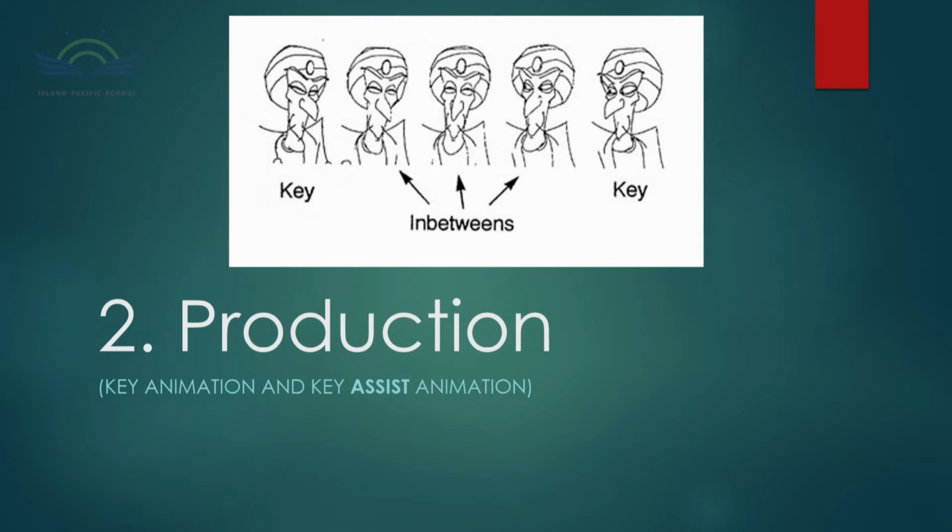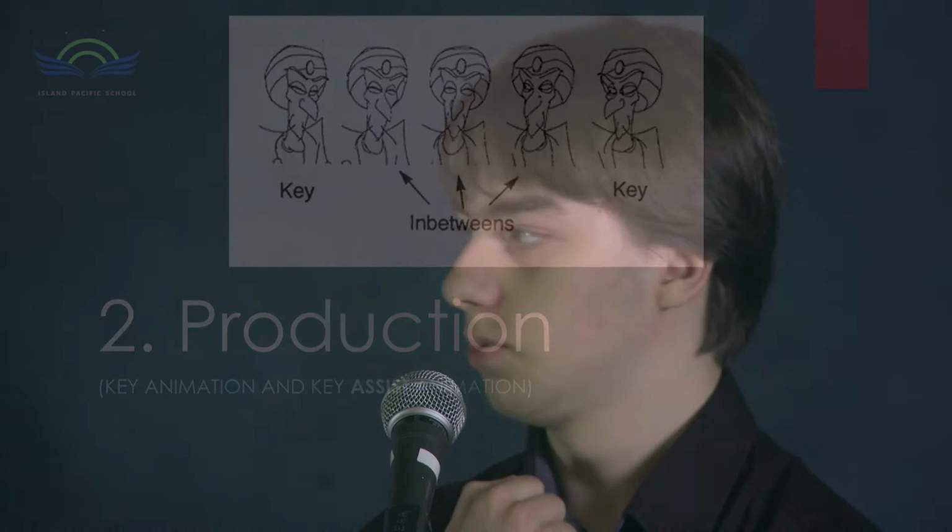This consists of two things, key animation and key assist animation. The key animators are responsible for drawing each of the keyframes for each scene, so that's every 5th or 10th frame. And once that's done, the drawings are passed on to the key assist animators. The key assist animators draw all the frames in between the keyframes, so that's called in-betweening. The picture up there explains it pretty well. The ones on the far right and left are key drawings, and then the in-betweens are all in the middle.